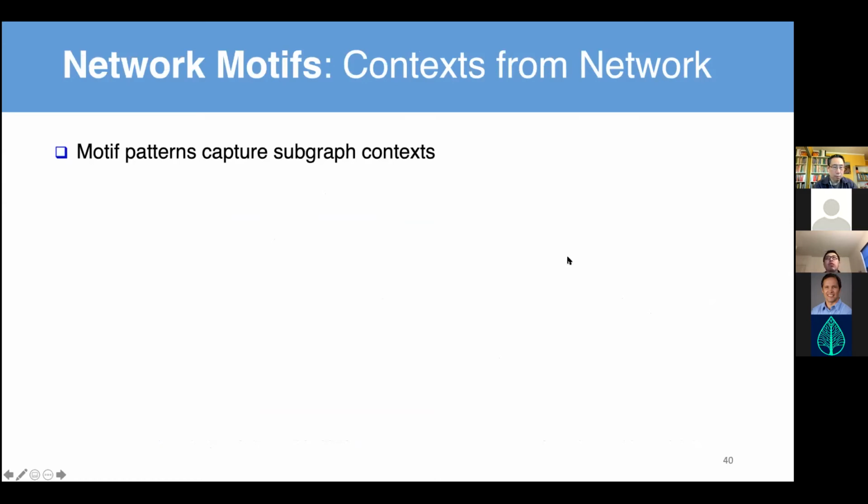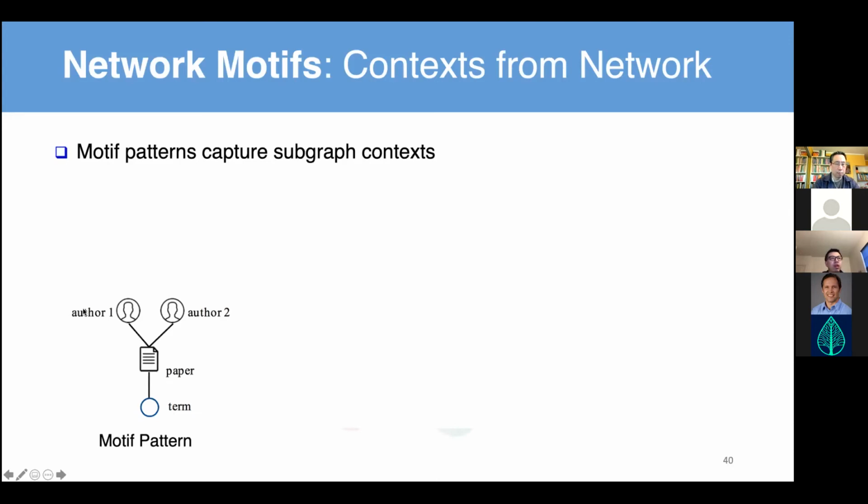So let me introduce something about the context for the network. We already know how we can get a context from text data: we can have a sliding window, and every word that appears in the sliding window will be our context. Similarly, we can use a motif pattern to define the subgraph context. So a motif pattern looks like this.